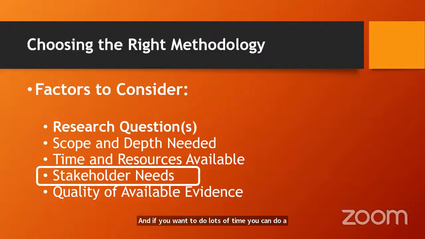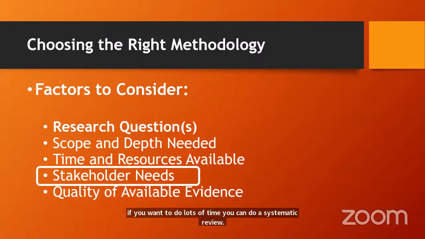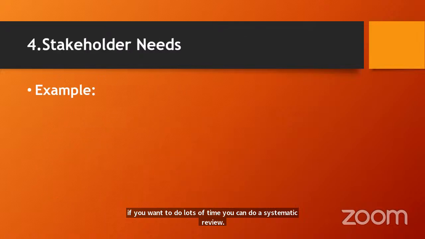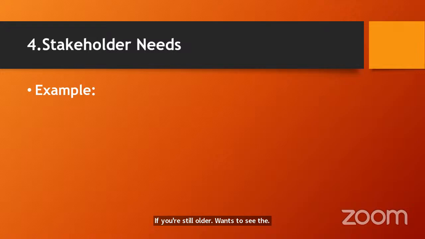Another one is the stakeholder need. You should consider the requirements of your stakeholder. If you are working in a hospital, what is the requirement of your hospital? That can affect the research. So the research method can be aligned with the stakeholder interest or need.